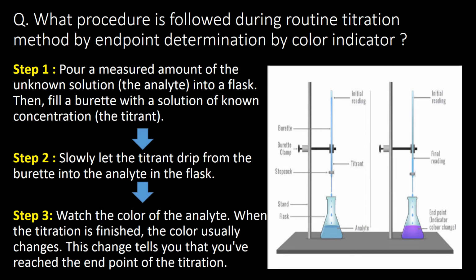What procedure is followed during routine titration method by endpoint determination by color indicator? Step 1. Pour a measured amount of the unknown solution, that is the analyte, into a flask. Then fill a burette with solution of known concentration, that is the titrant. Step 2. Slowly let the titrant drip from the burette into the analyte in the flask. Step 3. Watch the color of the analyte. When the titration is finished, the color of solution usually changes. This change tells you that you have reached the end point of the titration.